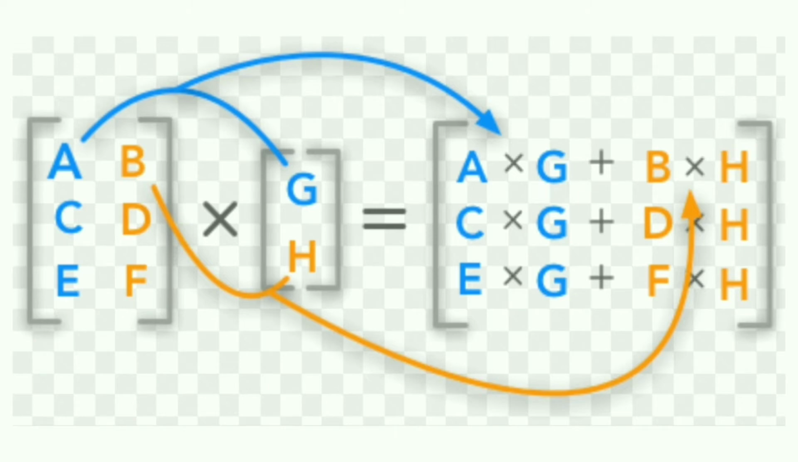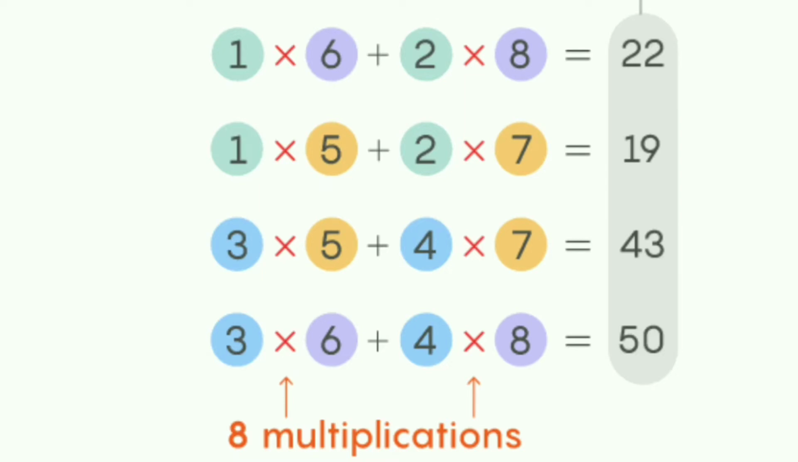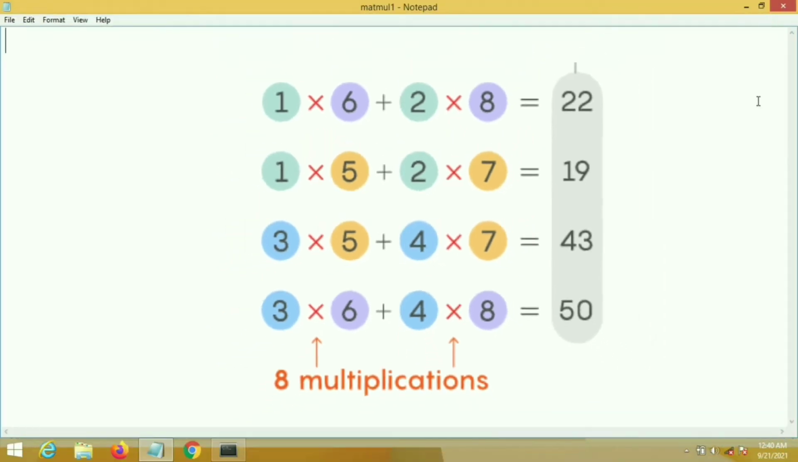You all know that when we multiply two matrices, then in the first matrix the number of columns and in the second matrix the number of rows must be the same. Then you can perform matrix operations.